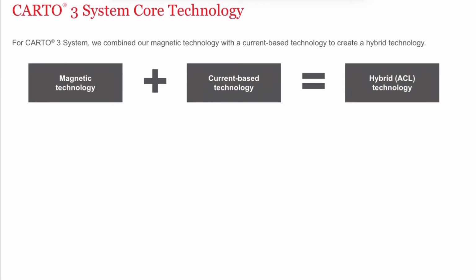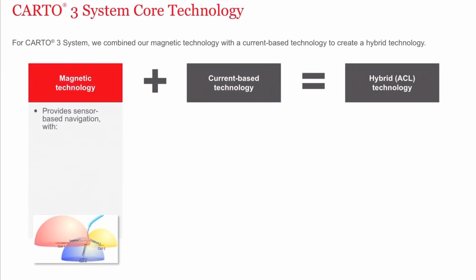Let's summarize what we learned here. Our magnetic technology provides sensor-based navigation relative to a magnetic field generated by the location pad. It provides accuracy of the catheter location within 1 millimeter, and it provides 6 degrees of freedom, which means it helps us identify the catheter tip's XYZ location and also its orientation in space, or roll, pitch, and yaw.